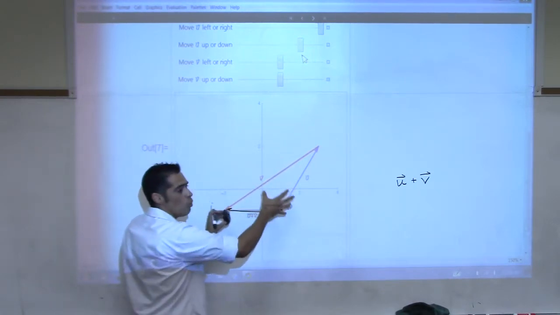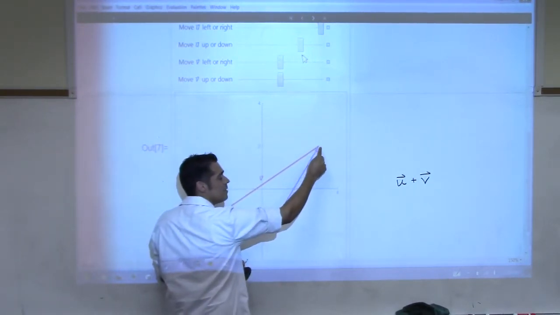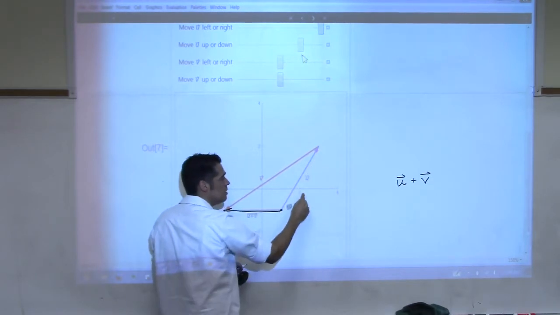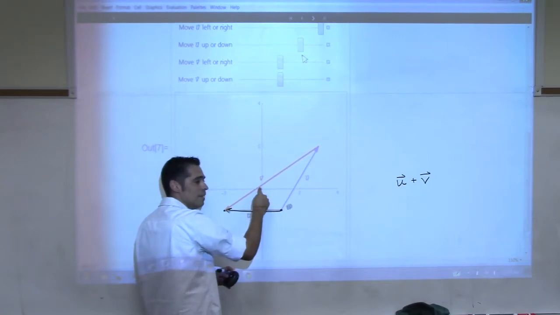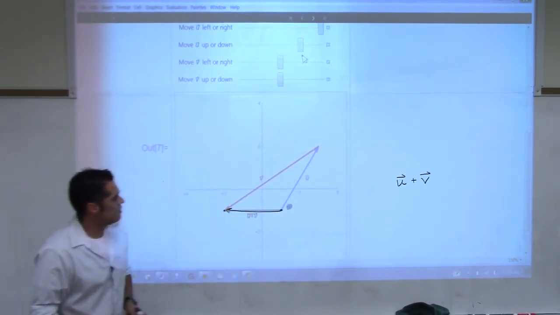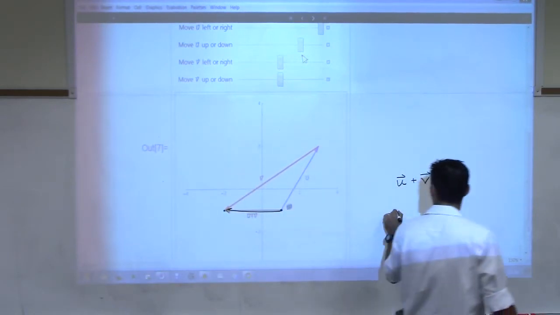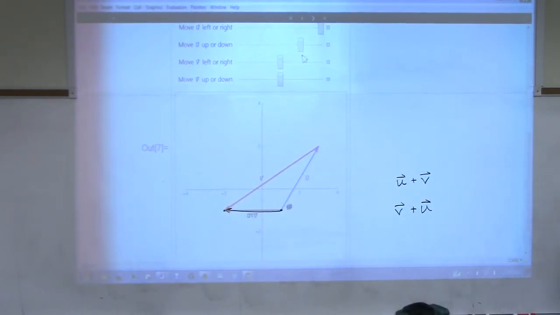Remember, it doesn't matter where I position u and v, as long as I attach the tip of u to the tail of v, or you could say it the other way, the tail of v to the tip of u. Now I have a question for you. Would this change if I did it the other way? Would I get a different result? What does your gut tell you?